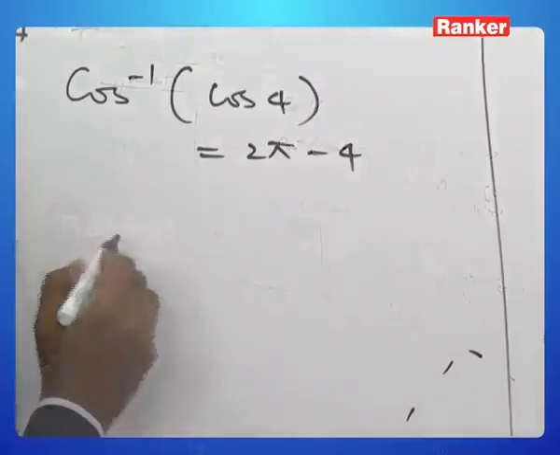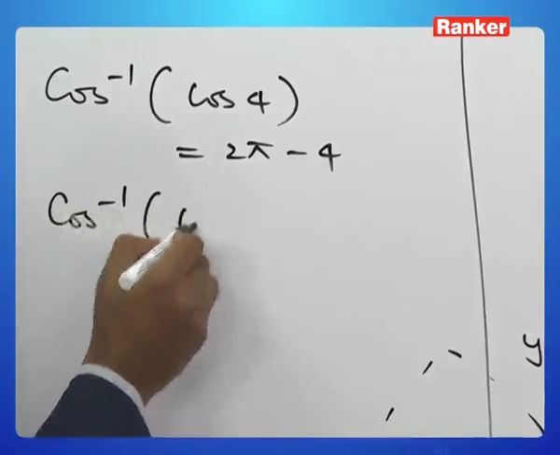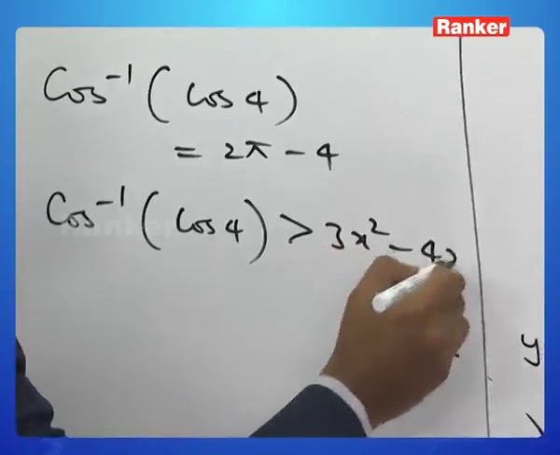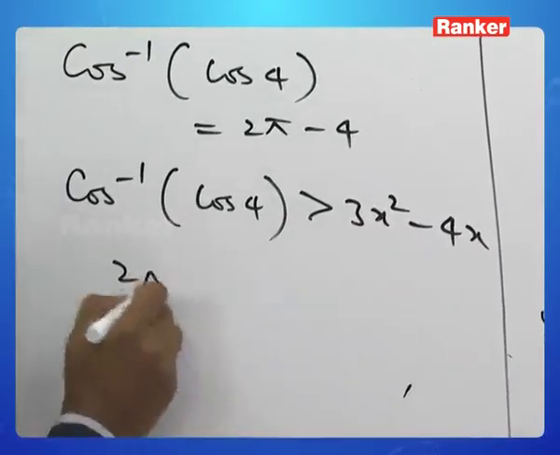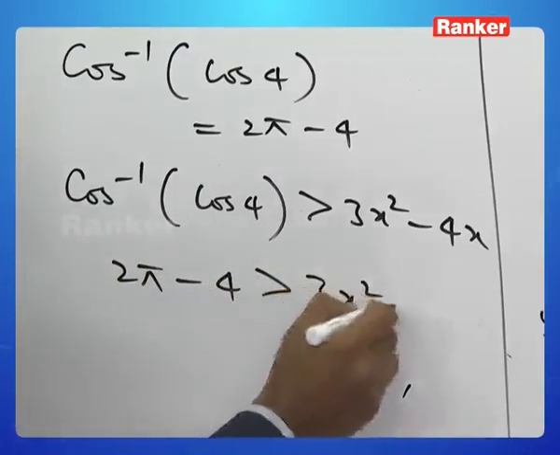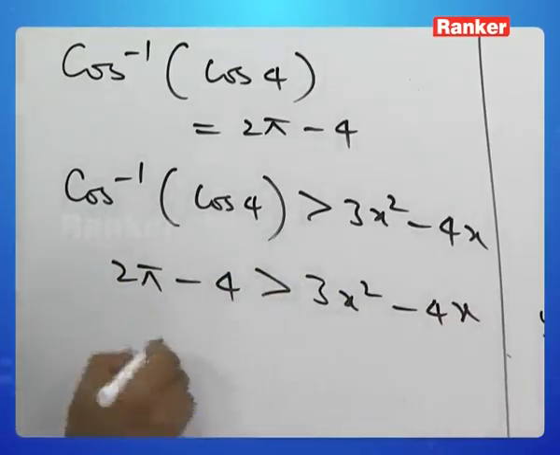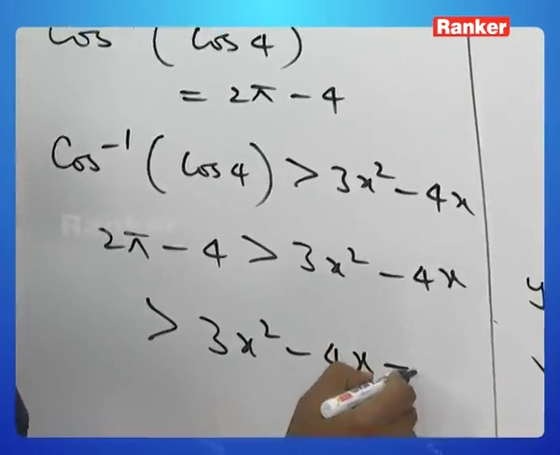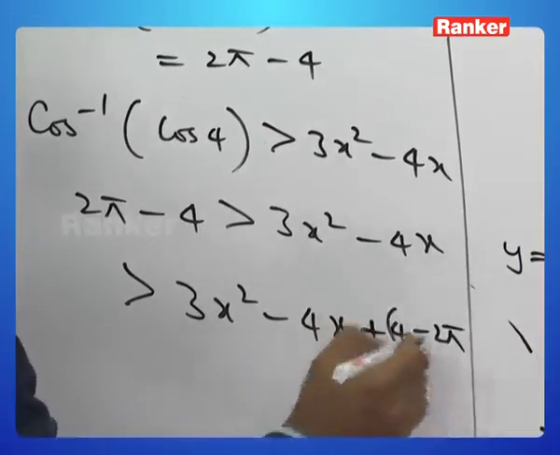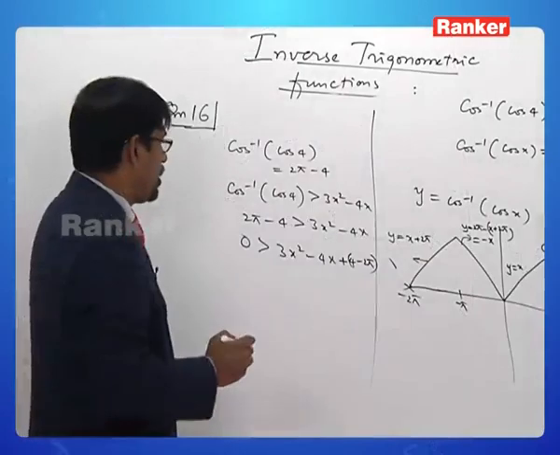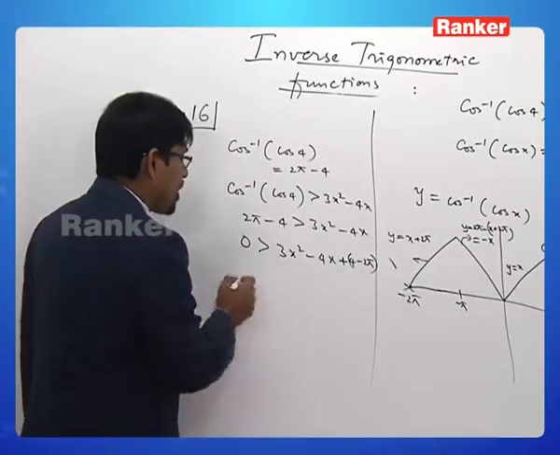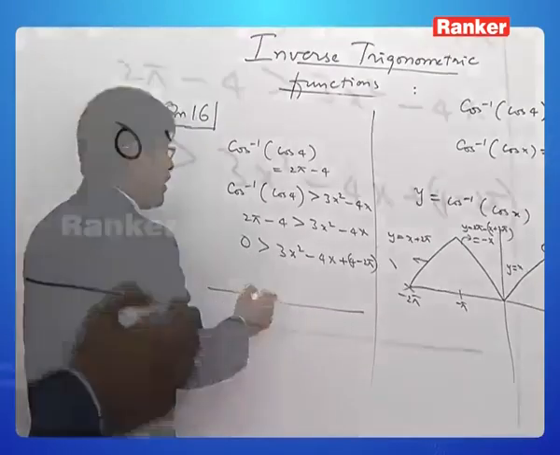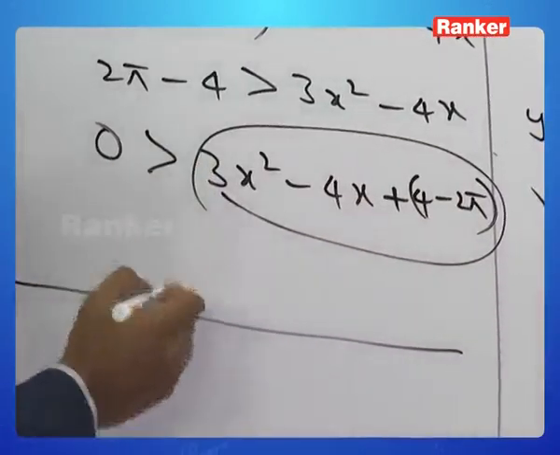So now, what we are trying to solve is cos inverse of cos 4 is greater than 3x square minus 4x. So what we have here is 2 pi minus 4 greater than 3x square minus 4x. So this turns out to be 3x square minus 4x plus 4 minus 2 pi less than 0. It's simple to check that this inequality, because the coefficient of x square is positive here, the graph of y equal ax square plus bx plus c will look like this.